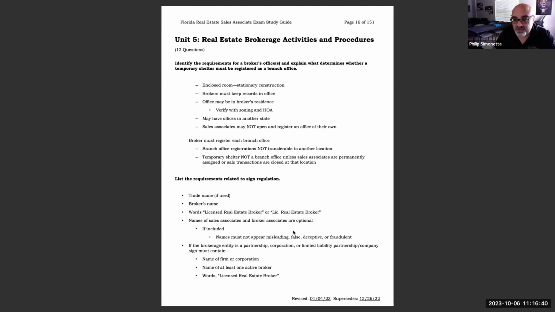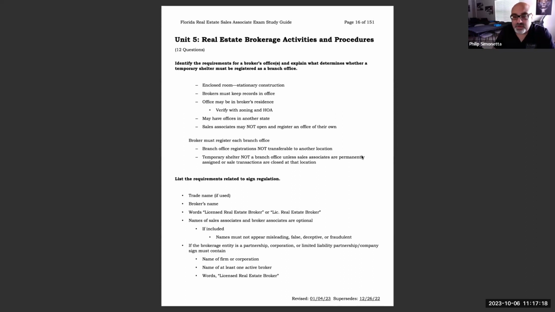A broker must register each branch office. Okay, branch office registrations are not transferable to another location. So for example, if I want to move my school and brokerage, this is my main office, I can move this license. However, if I open an office in another city and I say, okay, I want to take that office and move it to another city, you can't transfer that. You have to close that office and get a new license for the other city. Does that make sense? Yeah. You got to remember the difference of that. You can actually move your main one, but you cannot move a branch one. Okay. All right. Got it. You need a new license for that.